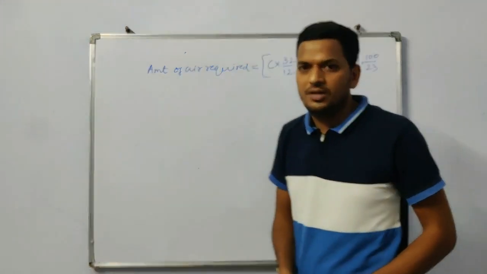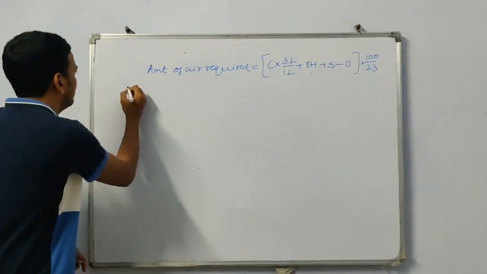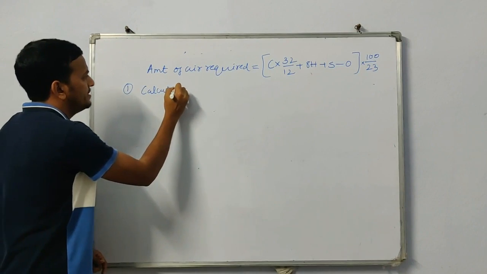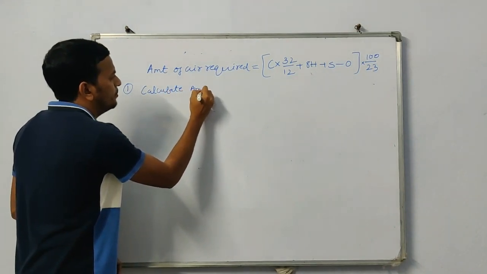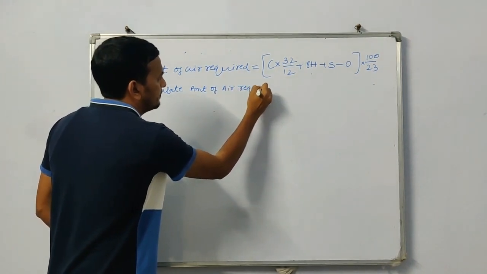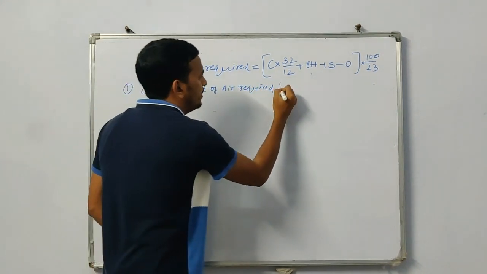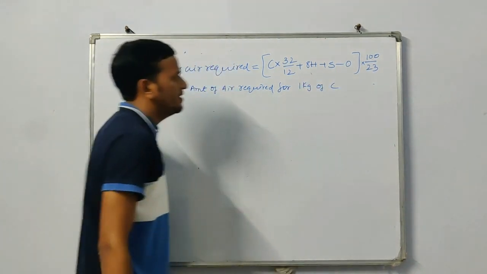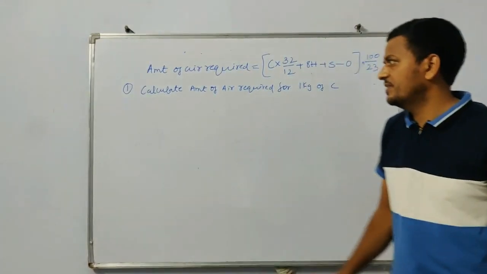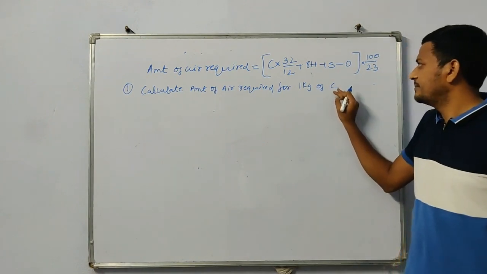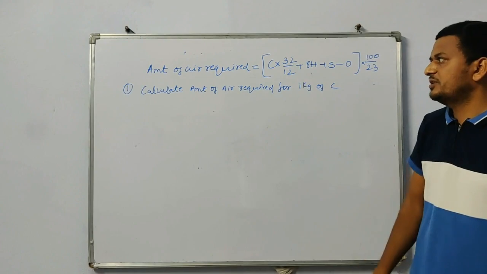Write down question number 1, I am writing on the board: Calculate the amount of air required for 1 kg of carbon. Please look at the question once. In this case we have only one element, carbon. So just substitute into the formula.